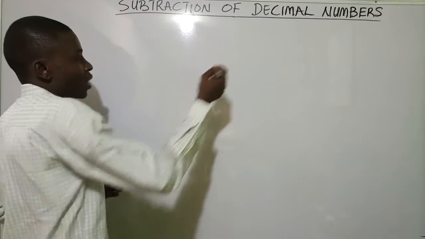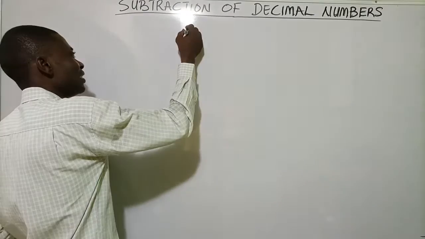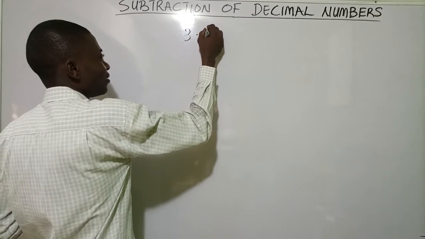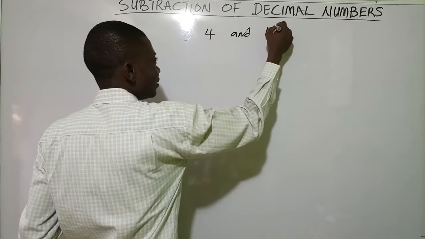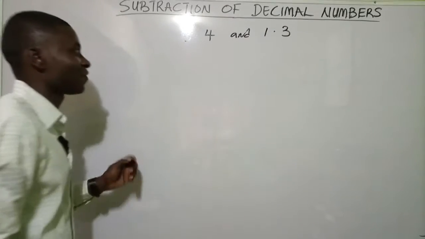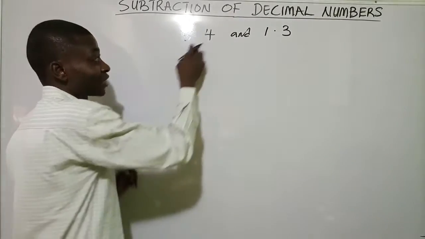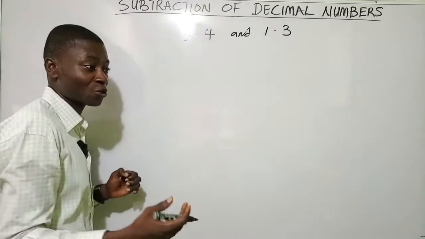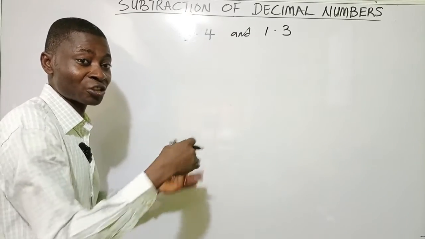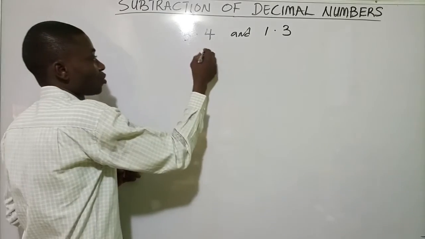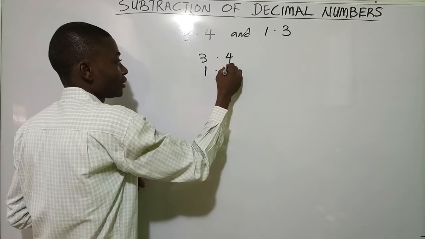Okay, for instance, let's say you're asked to subtract, or find the difference between, 3.4 and 1.3. What is the difference between 3.4 and 1.3? Simple. They only ask you to subtract them. Difference means subtraction. They are simply asking you to subtract them together. So we're going to subtract 3.4 and 1.3.